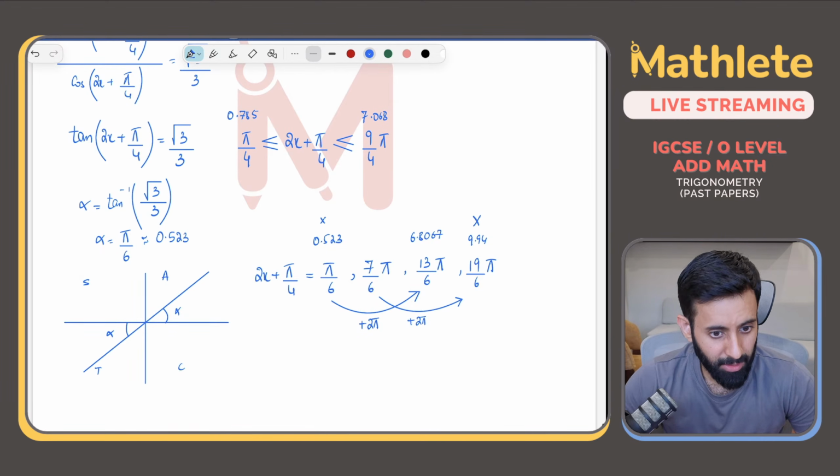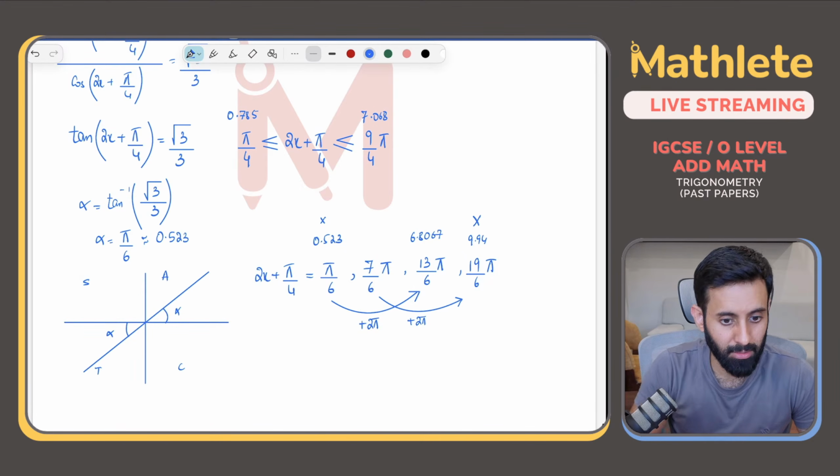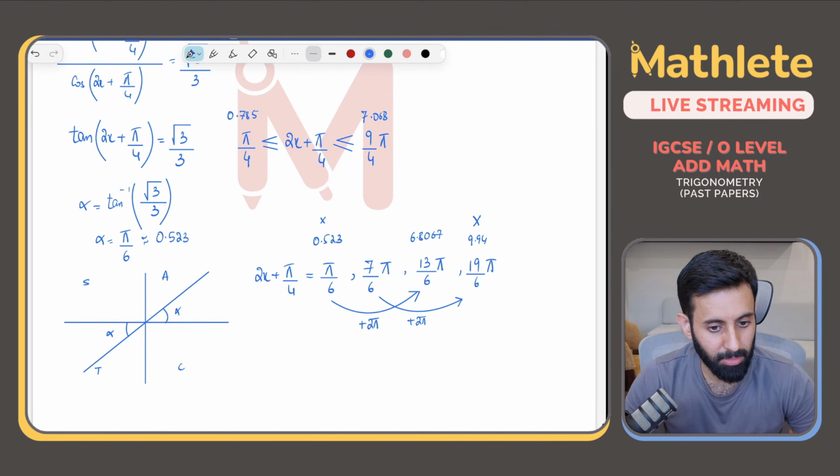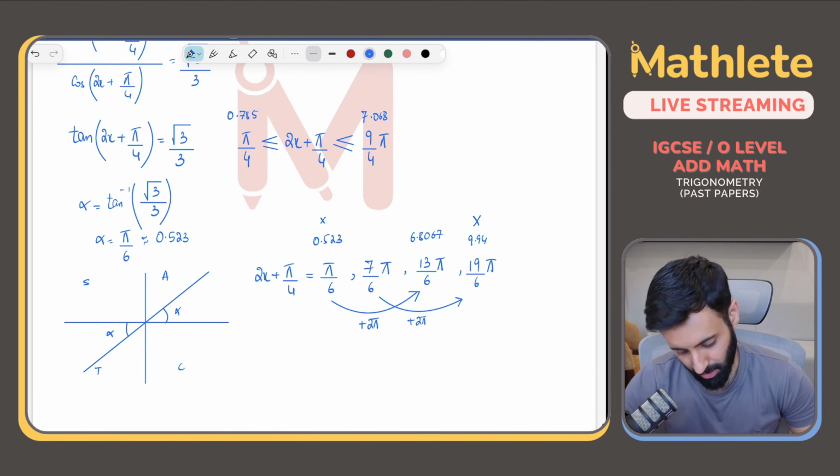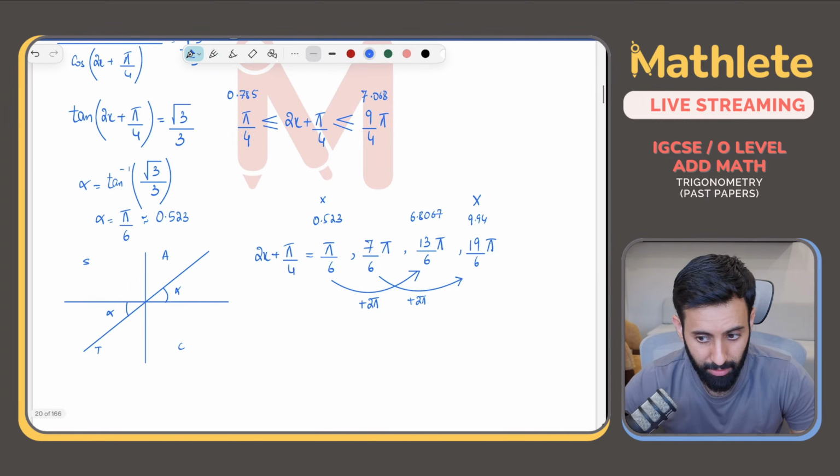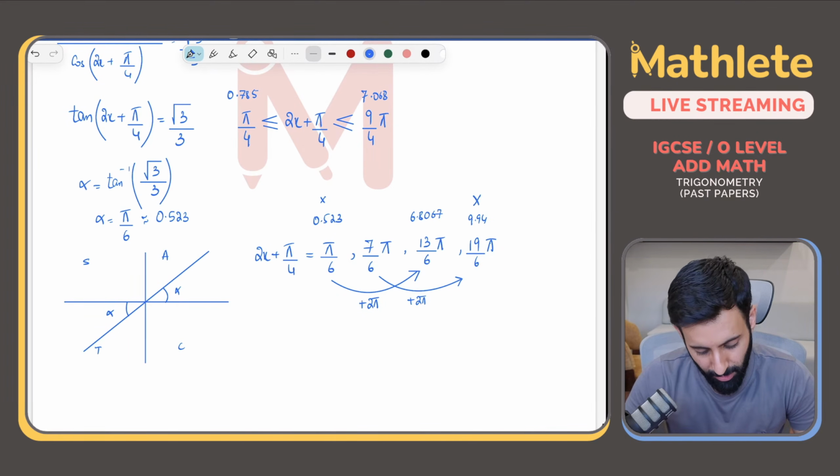So why didn't it become 3 under root 3? Beta, what difference does it make whether you write it as under root 3 upon 3 or 3 upon under root 3? Why would you unrationalize something that's already rationalized? So how did we figure out the next solution? By adding 2 pi only.